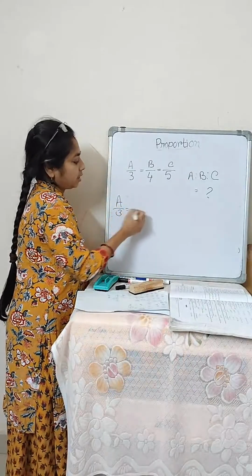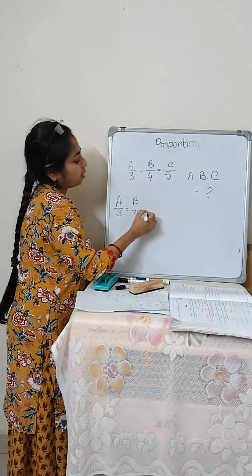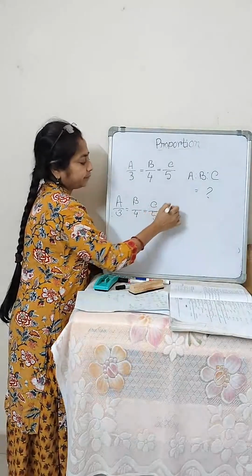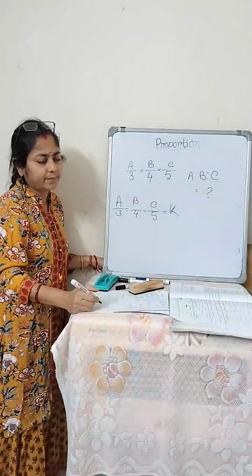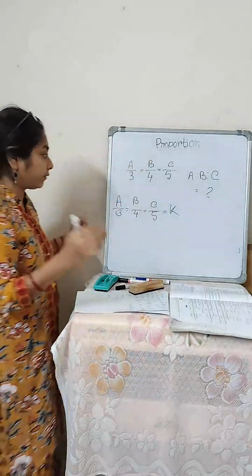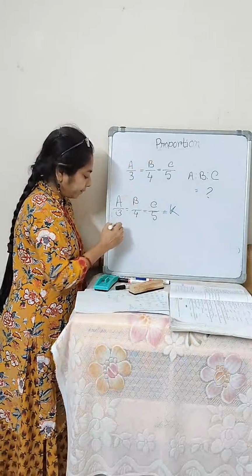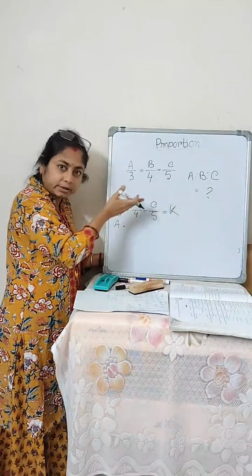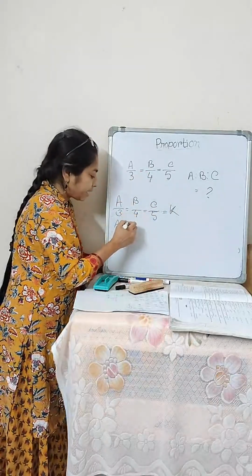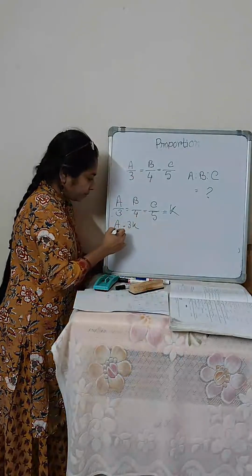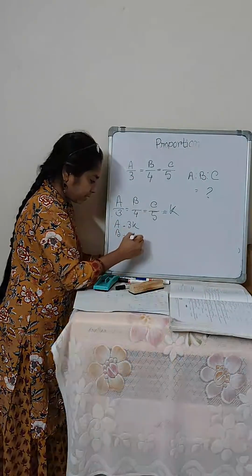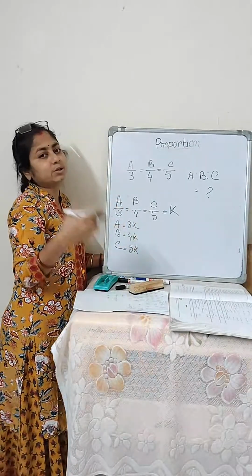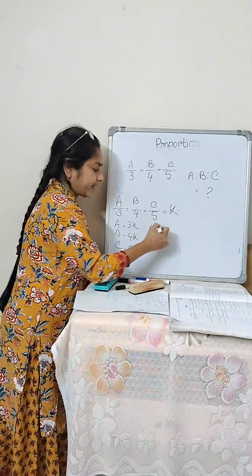A by 3 equal to B by 4 equal to C by 5. You take a K. K is a variable. You can write P, X, M, N, Y, anything you can write. So I can write A is equal to 3K, B equal to 4K and C is equal to 5K, by cross multiplication. Now I write A is to B is to C.